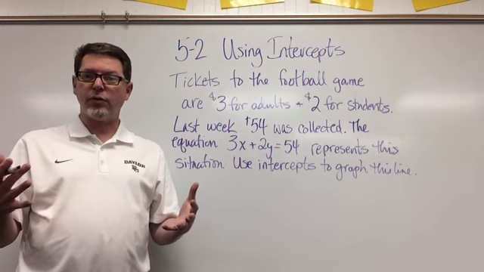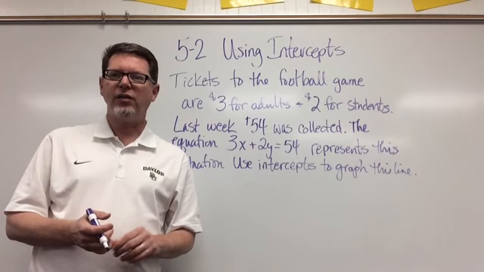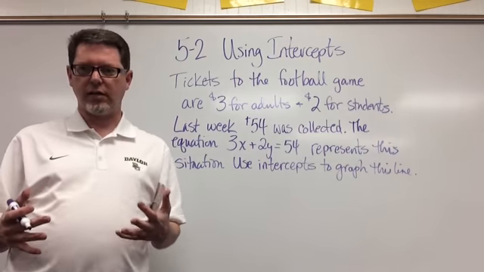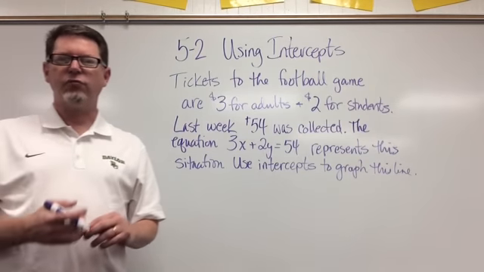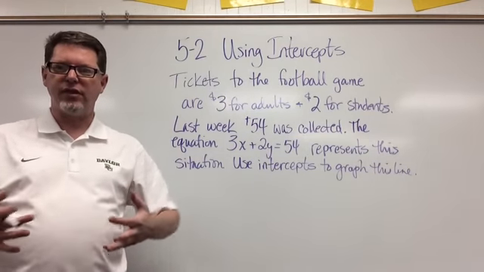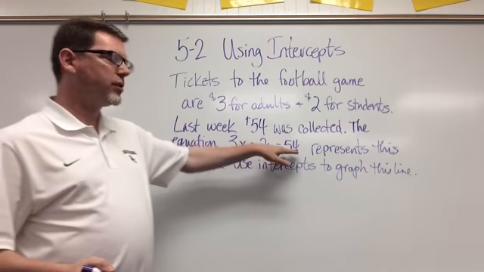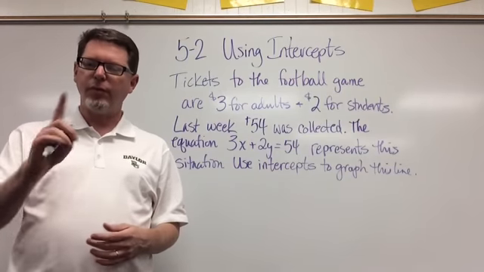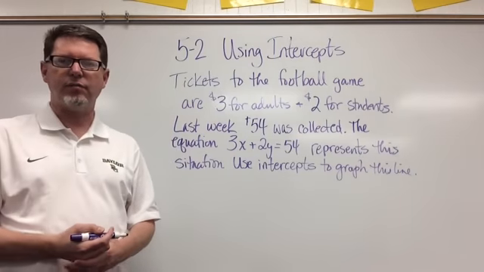So here's a problem that we're going to use. Tickets to the football game are $3 for adults and $2 for students. Last week, $54 was collected. The equation 3x plus 2y equals 54 represents this situation. Use intercepts to graph this function. So, I have my equation, 3x plus 2y equals 54, and now I need to use intercepts to graph it. But before we do that, I'm going to give you about a minute to write this problem down so that you have it in your composition book.